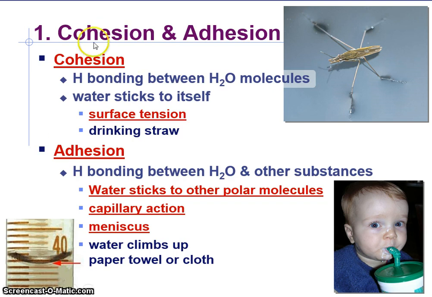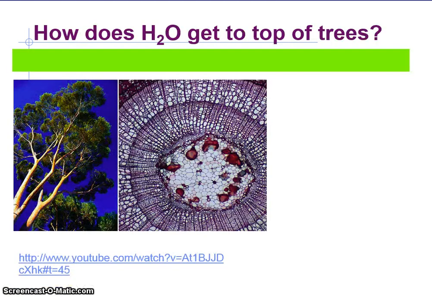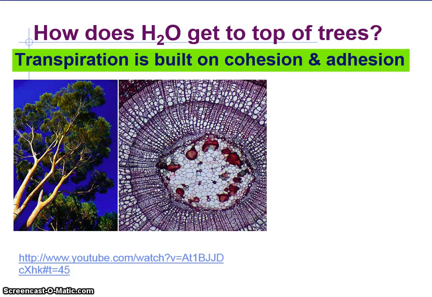Now you're usually going to see these two things together. So again, like your drinking straw is going to be using adhesion because the liquid's going to be attracted to the sides of the straw, and cohesion because it's attracted to itself. So a lot of these come together. Transpiration is kind of an extreme example of cohesion and adhesion in action. So plants are able to get water from their roots to the tops of trees using cohesion and adhesion.